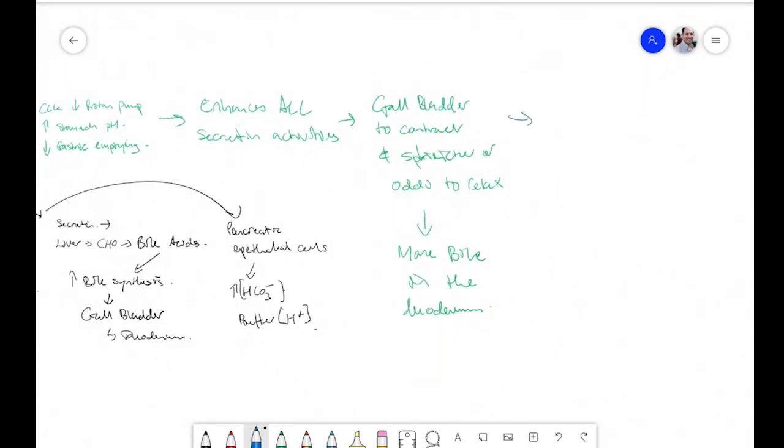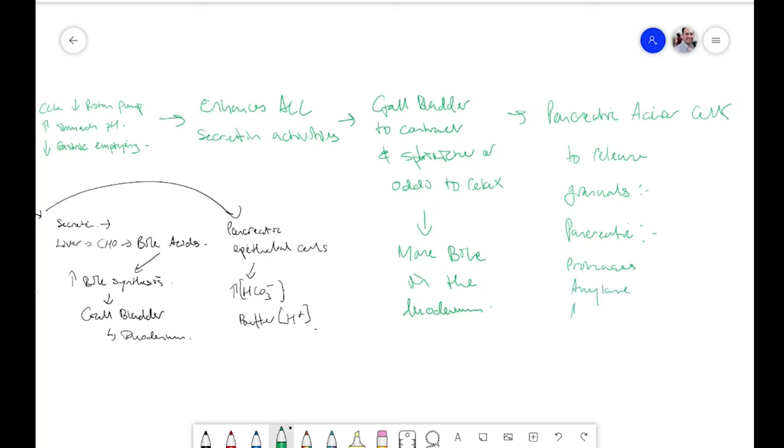Then we have to add on it, whoops, change colour. It affects the pancreatic acini cells to release granules containing pancreatic protease, amylases, lipases, nucleases, precursors into duodenum. Whew.